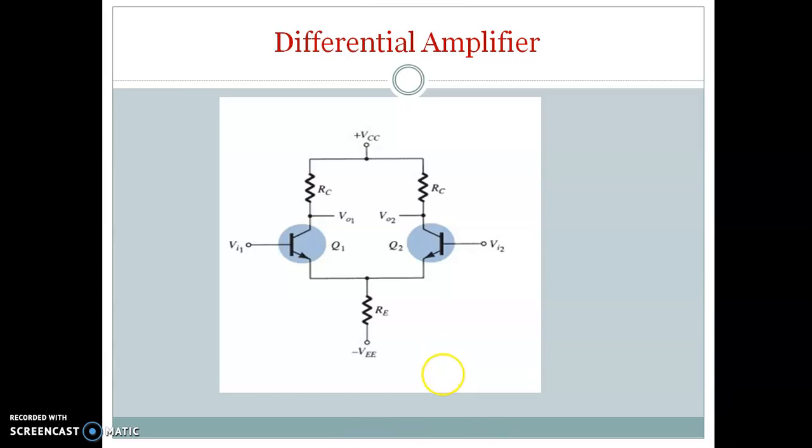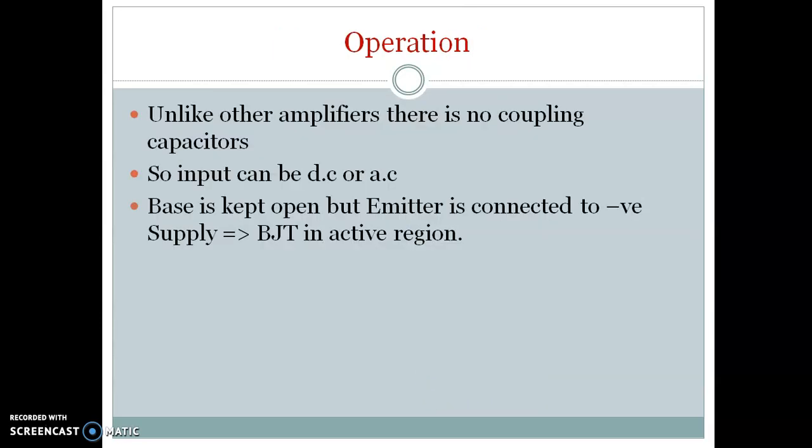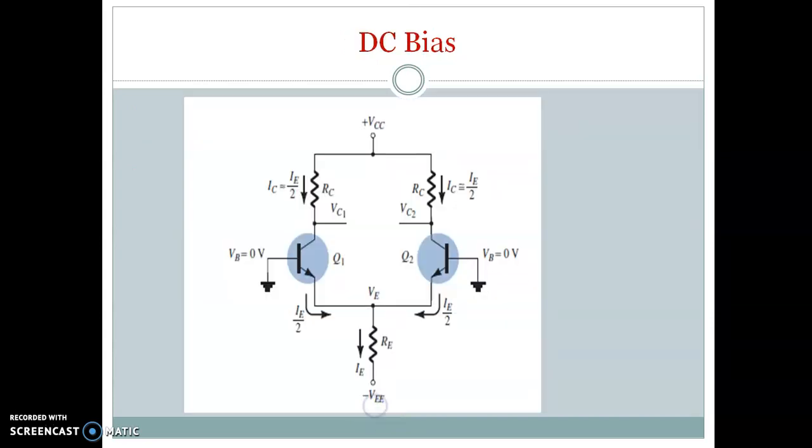And we don't use any coupling capacitors. Therefore, I can even give VI1, VI2, the inputs, as DC signals also. That is what I have shown here. So it does not involve any coupling capacitors, and the input could be either DC or AC. Now we will do the bias analysis of your differential amplifier. So DC bias we are going to discuss.